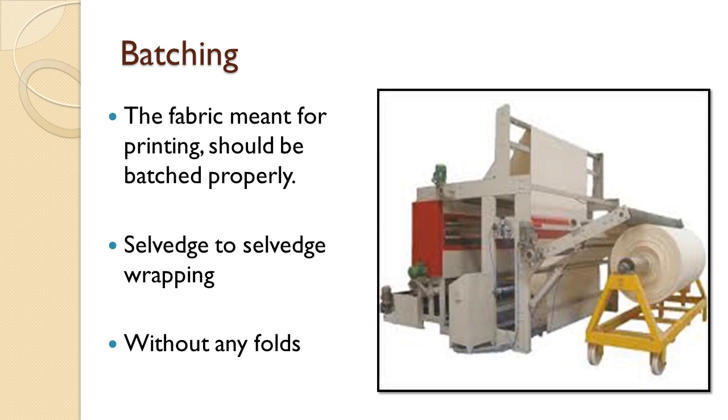If the batching is not proper at the selvages, or if there are any folds in between, that will give us a faulty print effect. If at the selvages the layers are not wrapped selvage to selvage properly, there are chances that on the machine at one selvage we may have more color paste application, and at the second side of the width the selvage may remain unprinted. So selvage to selvage proper wrapping without any folds should be done during batching. Then only we can say that batching is proper and we can obtain prints without any faults.